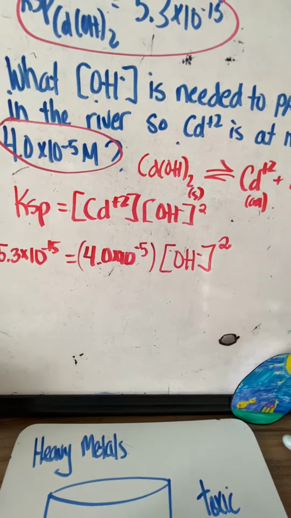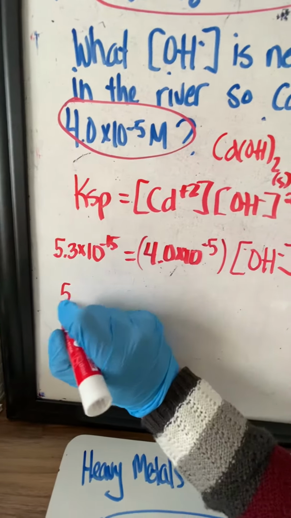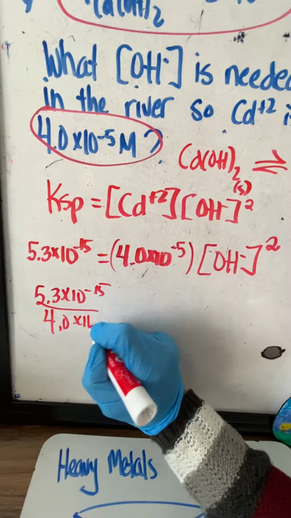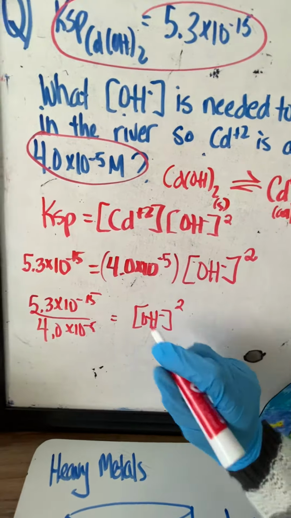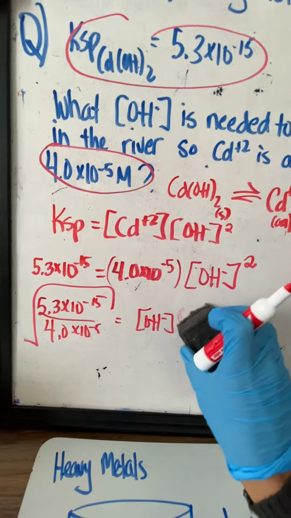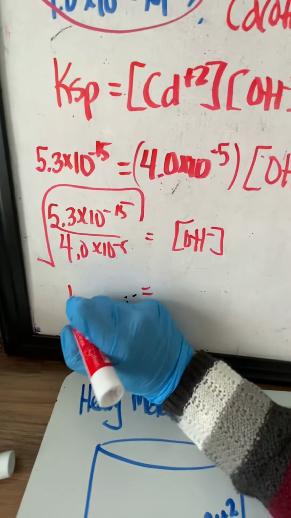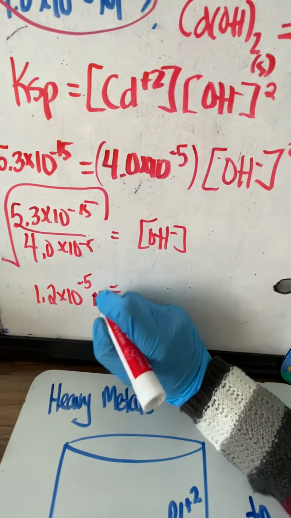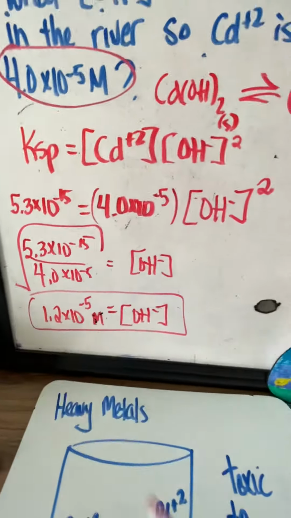So when you work this out, we can just rearrange the equation a little bit more here. Divided by 4.0 times 10 to the negative 5 is equal to hydroxide, but we've got that squared there, so we don't need that. So you can get rid of that there. And then hydroxide works out to being 1.2 times 10 to the negative 5 molar OH minus. So that would be your answer there.